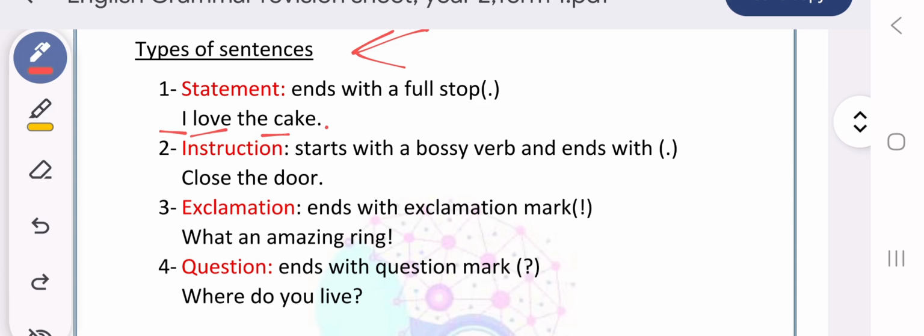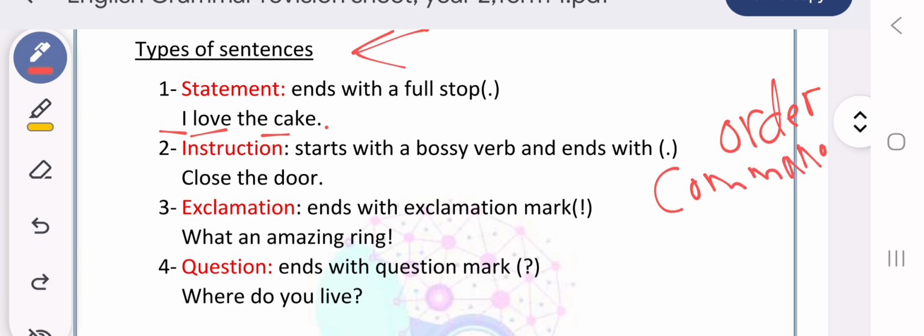Number 2, instruction. It means order, or it's called command. It will start with the verb, like close the door, and we will put a full stop. Exclamation, it means wow, this is great. What an amazing ring, splendid. And we will put an exclamation mark.